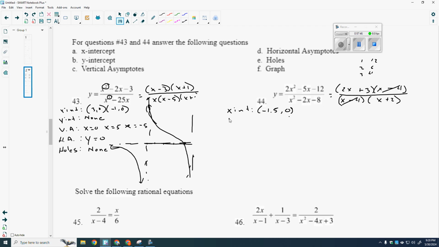I have a y-intercept. Put in 0, I get negative 12 over negative 8. Put in 0 here, I get positive 3 over 2. Either way, negative 12 over negative 8, 4 goes into both, ends up with 3 over 2. 3 divided by 2 is also 1.5. So I have an x-intercept at negative 1.5, 0, a y-intercept at 0, 1.5. What's next? Vertical asymptote. Only vertical asymptote, because this went away, is at negative 2.